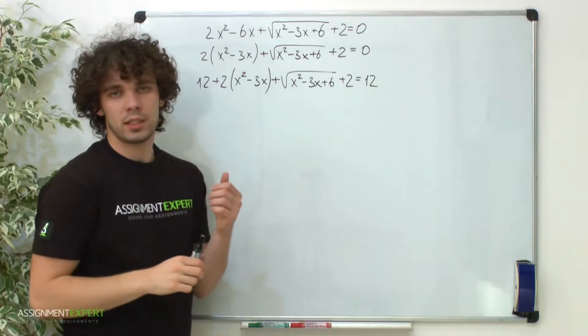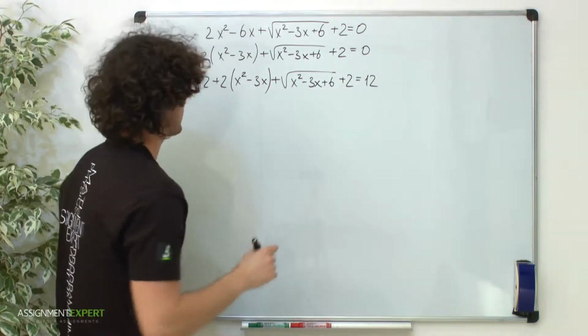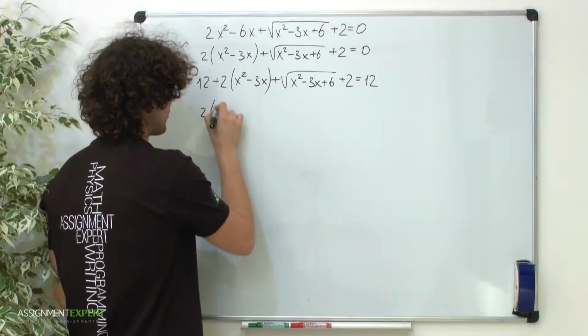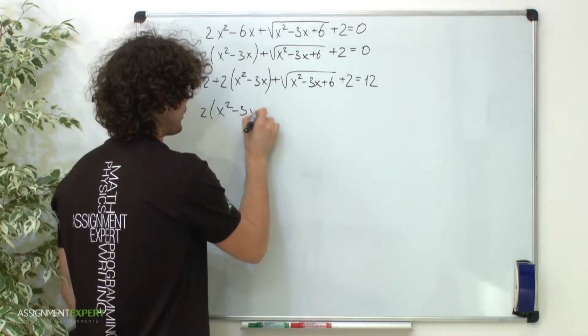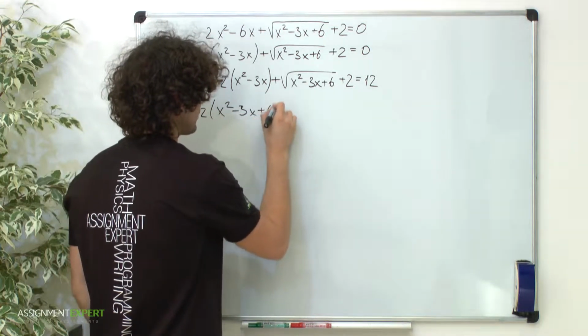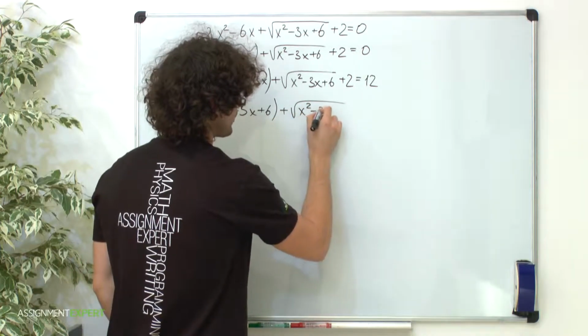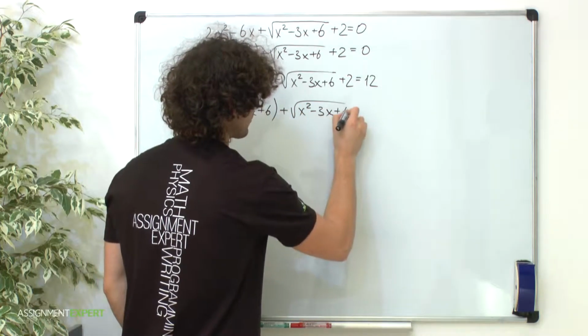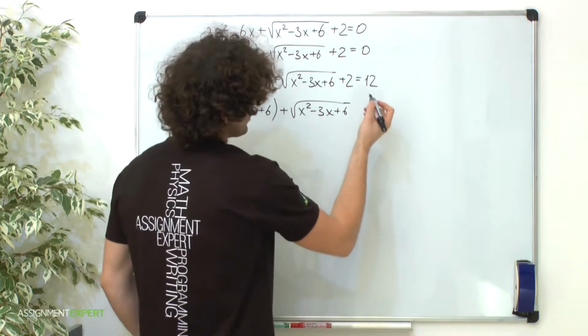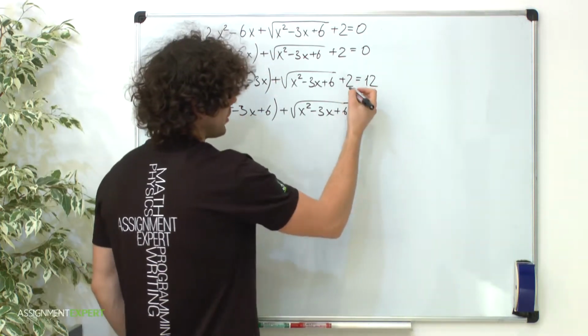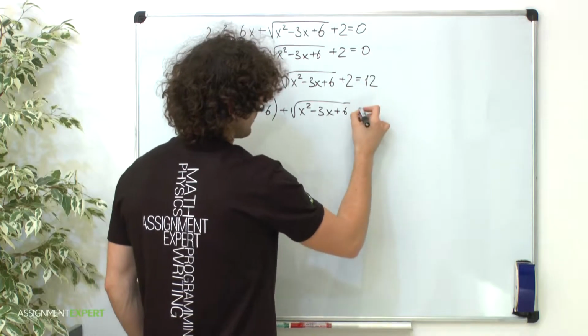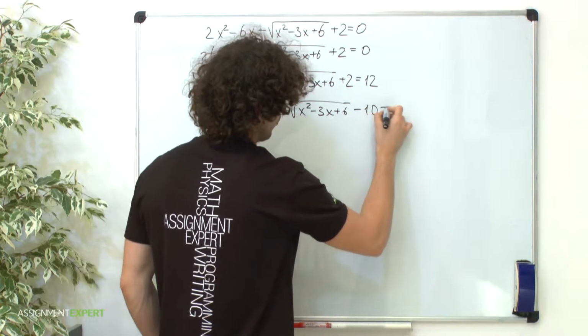Now let's rewrite this equation with 6 inside the braces. 2 times (x squared minus 3x plus 6) plus the square root of x squared minus 3x plus 6. And let's also move 12 to the left part. So plus 2 minus 12 gives us negative 10 equals 0.